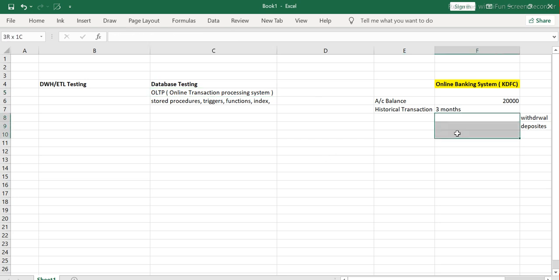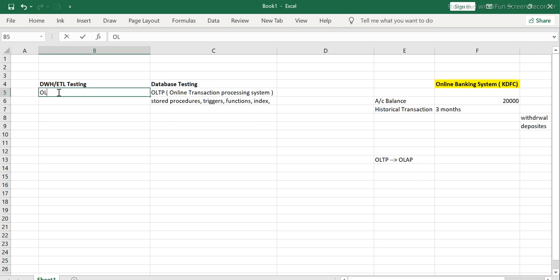Okay, so here, guys, data from this OLTP is nothing but this, right? From OLTP to OLAP. I will tell you what is OLAP. OLAP is basically the data warehouse system, right? OLAP: online analytical processing system. Why is this an online analytical processing system?